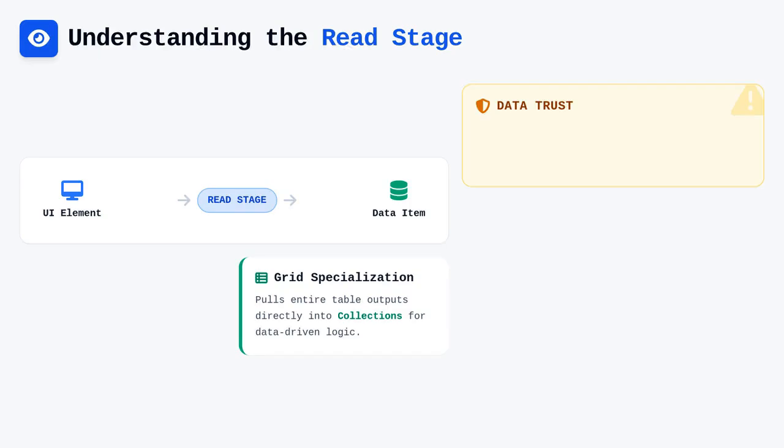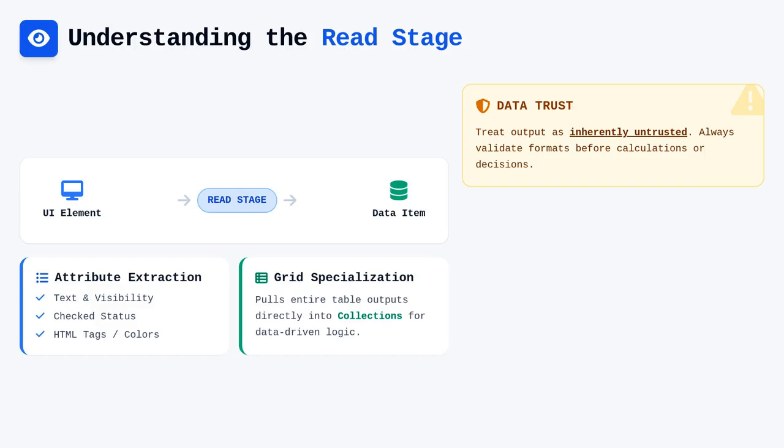You should treat the data retrieved in a read stage as inherently untrusted, meaning you must validate the output format before passing it into subsequent calculations or decision stages. Extracting attributes like the background color or specific HTML tags can also be a powerful way to infer the internal state of a web-based application when standard properties are unavailable.